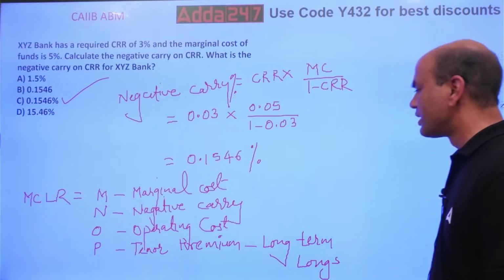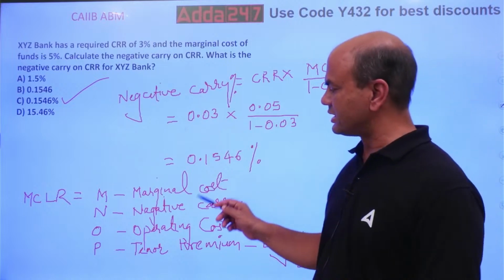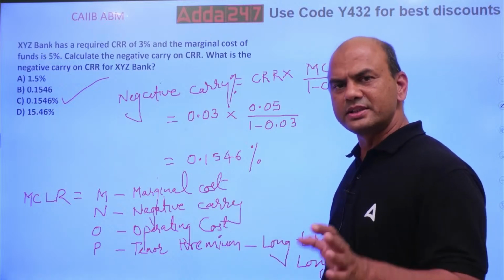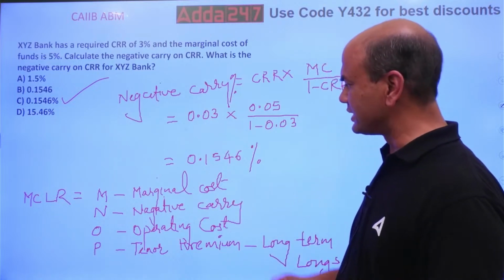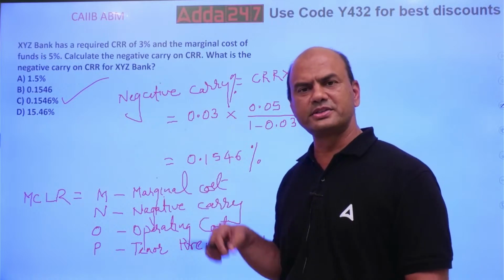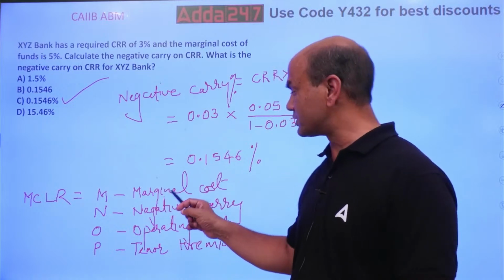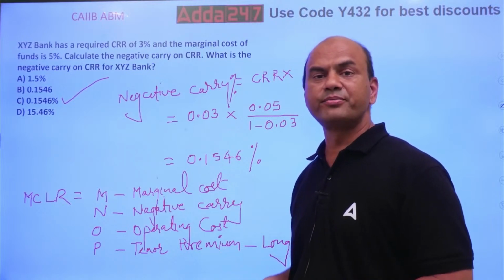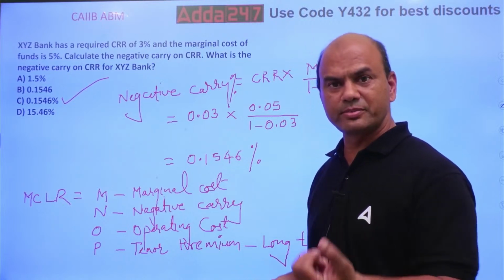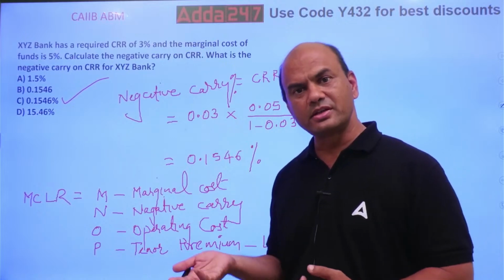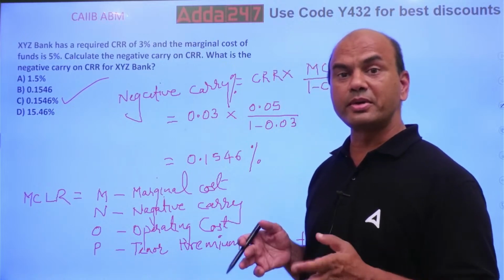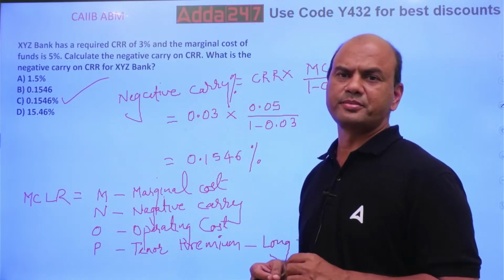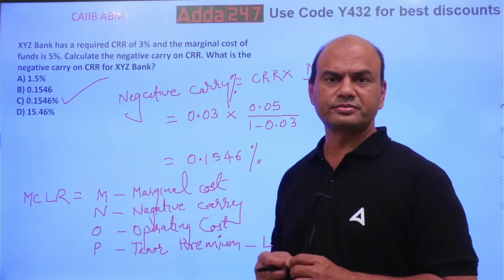Okay? What is this? Marginal cost, negative carry, operating cost. What do you mean by this? Kindly understand one point, I'll just clarify these points. Marginal cost of funding means if I am taking the funds at 7% and earning 9%, what is my marginal cost? What is the extra amount which I am giving? So that is marginal cost.